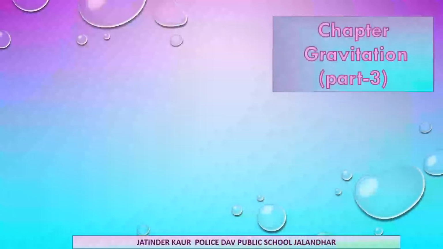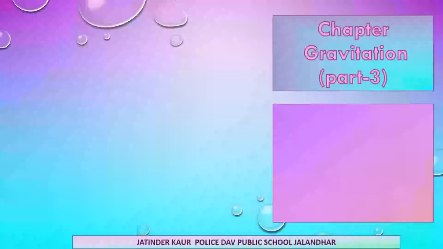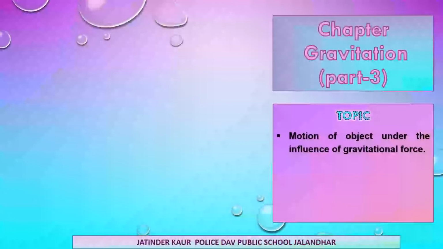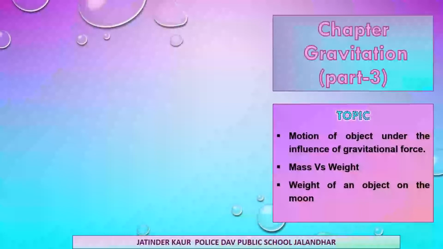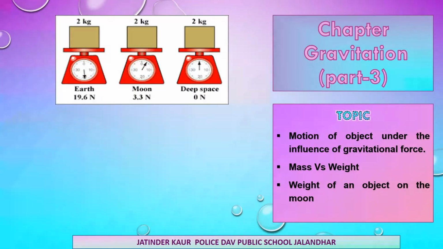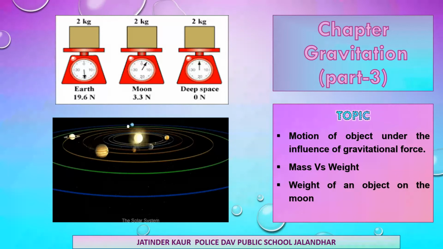Students, as we were doing the chapter Gravitation, today we are going to continue with the same. The topics for today's discussion are: first, motion of an object under the influence of gravitational force. कैसे ये gravitational force will influence the motion of an object. Then we will differentiate between the terms mass and weight, and finally we are going to calculate the weight of an object on the moon. Believe me, today's topic is very interesting, and stay with me until the end of the video.